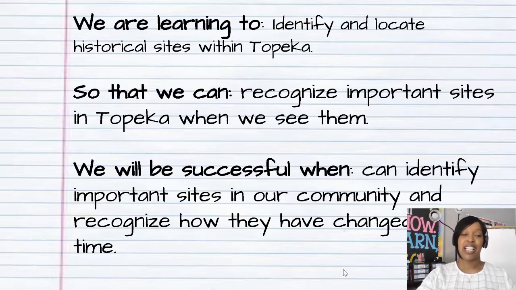Today we're going to continue to talk about Topeka, Kansas. But first, let's go over our learning intentions. We are learning to identify and locate historical sites within Topeka so that we can recognize important sites in Topeka when we see them. We will be successful when we can identify important sites in our community and recognize how they have changed over time.